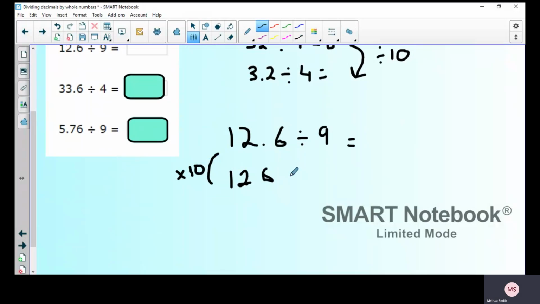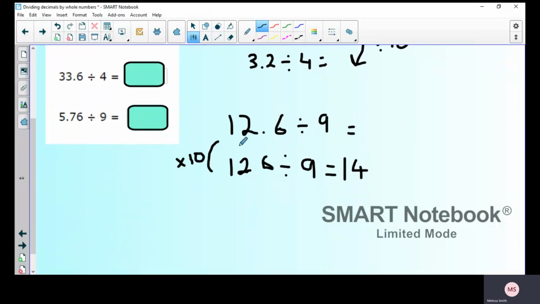Let's make that little note. So my new question is 126 divided by 9. So you can count in your 9 times table. A sensible thing to do would be to count from 90 because you know that 10 times 9 is 90. Maybe you know what 12 times 9 is. And you should get to the answer that 126 divided by 9 is 14.